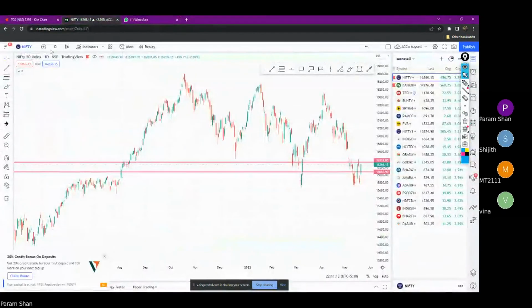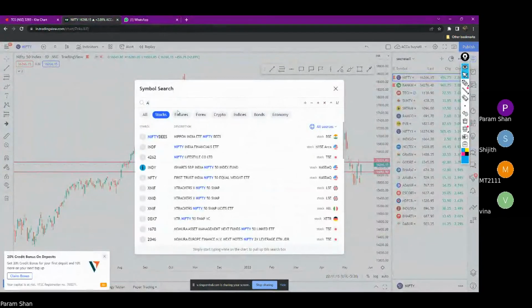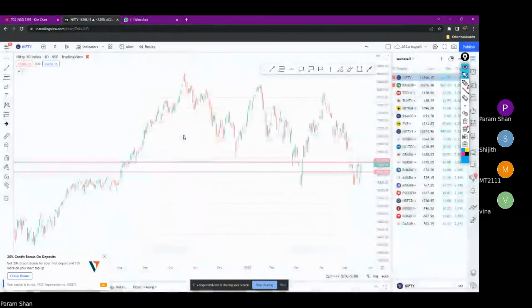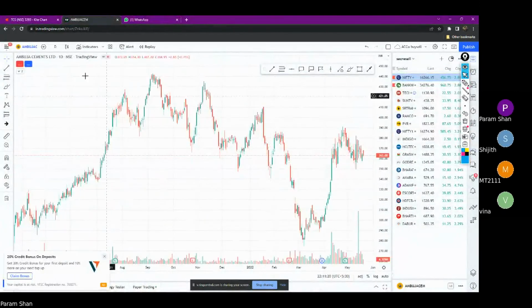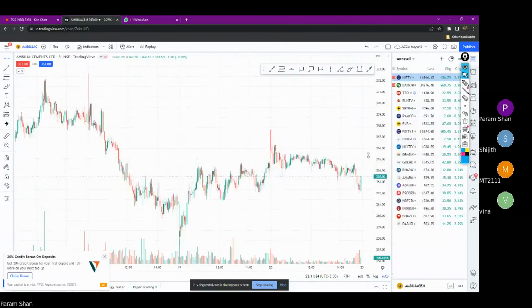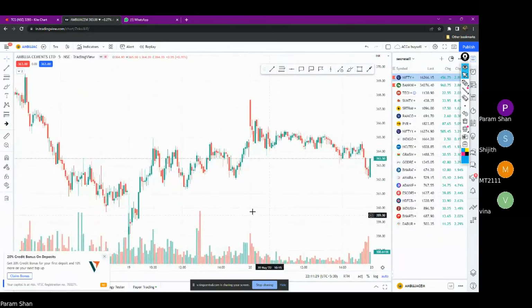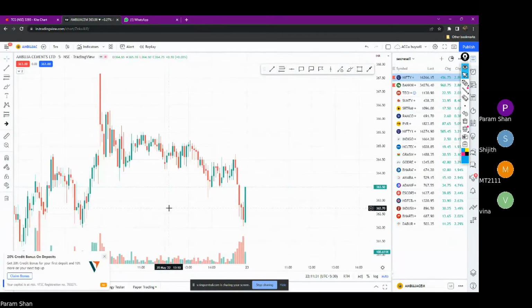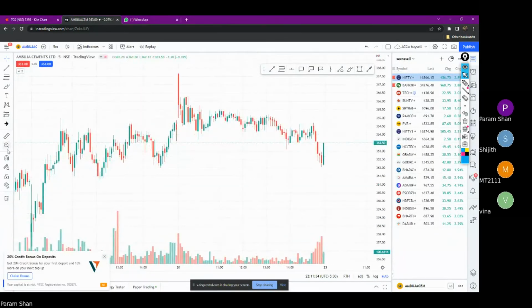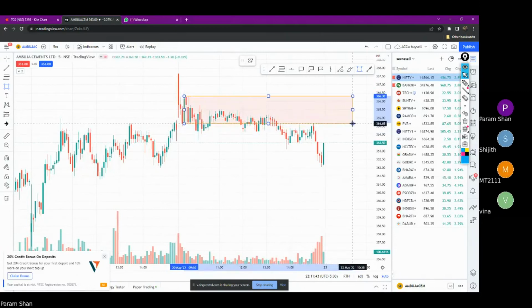Let me take this one. This is easy to draw. Okay, Ambuja Cements. I'll change this to 5 minutes. Right. So Ambuja Cement, this is the 20th. And as per our strategy, this is the first candle where it formed the, what to say, the support and resistance.